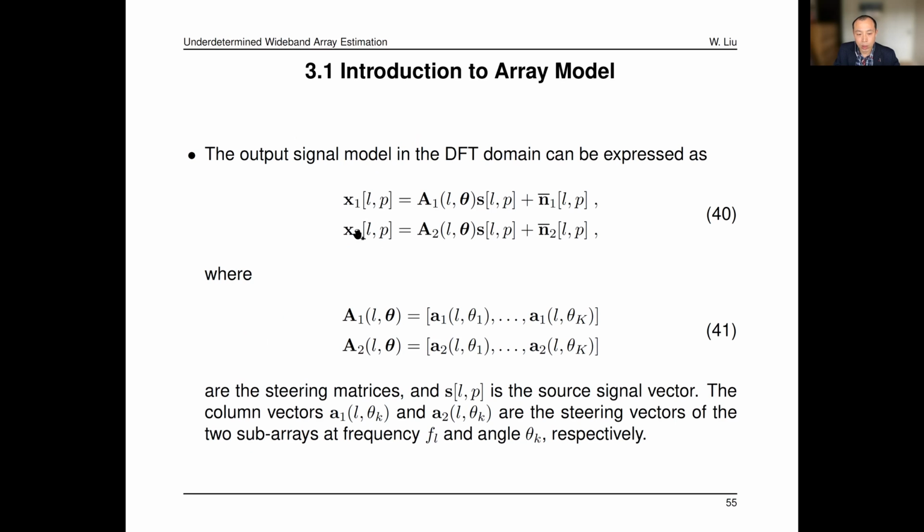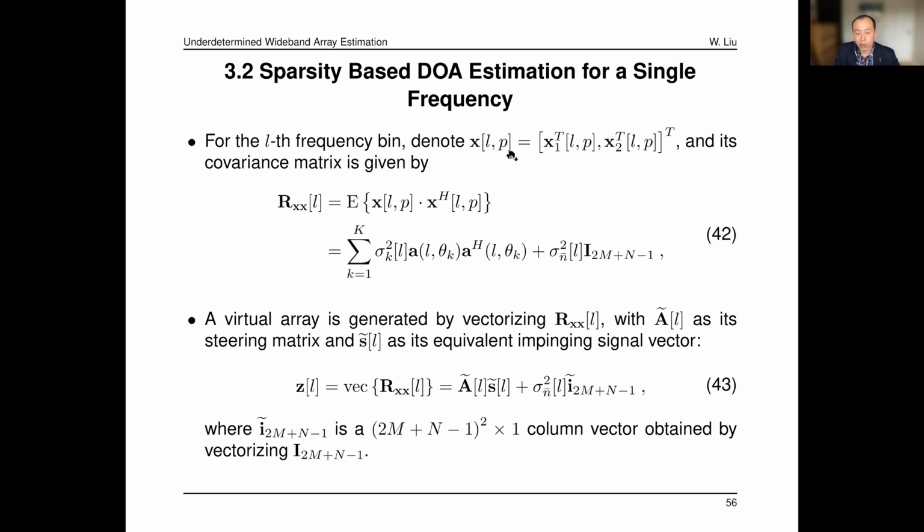Okay, and then you put these two separate data models together. You can put this X1, X2 together into one big vector. So consider this as a whole, as a single array. Then you put them into this vector, and then you can calculate the covariance matrix. So the covariance matrix of this whole array data model.